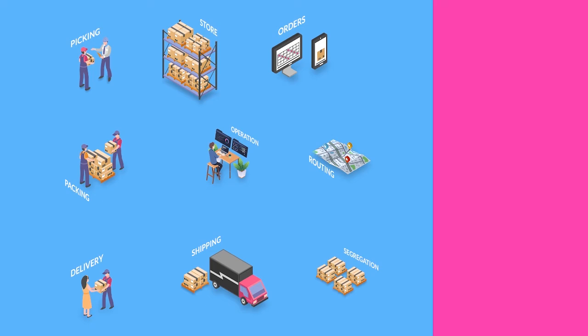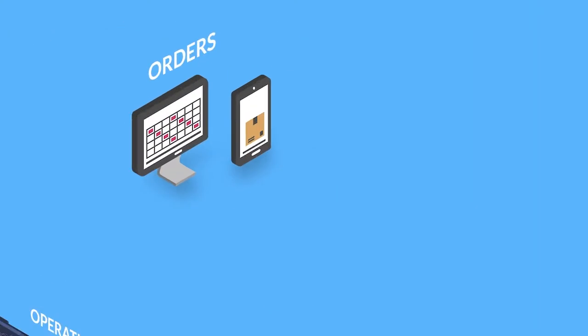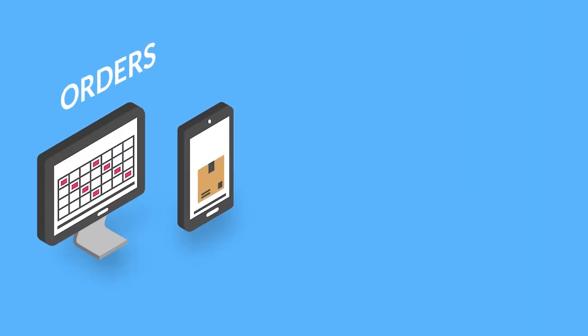So this is the macro view of the primary set of functions. There are 9 functions according to this process chart, starting from acquiring orders till delivering to the customers. Let's take a closer look at each one of them. The first one is receiving orders.